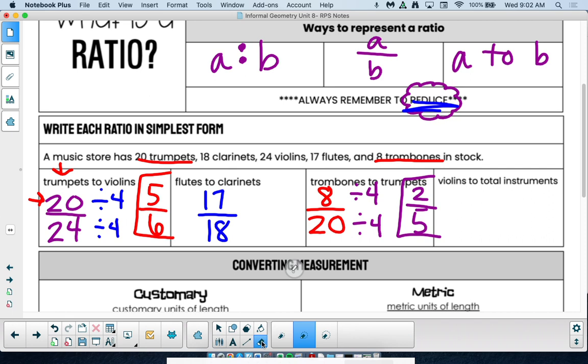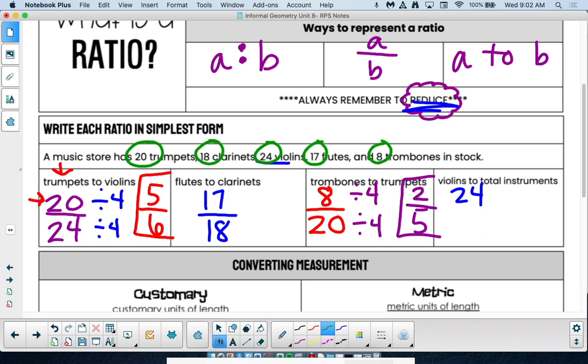Last one here is violins to total instruments. So violins is 24. Now total instruments, well that means, folks, we have to add up all of our individual instruments here and get a total number. So 20 plus 18 plus 24 plus 17 plus 8. You got to add all those up. So if I do that real quick in my calculator, I should be getting a total of 87.